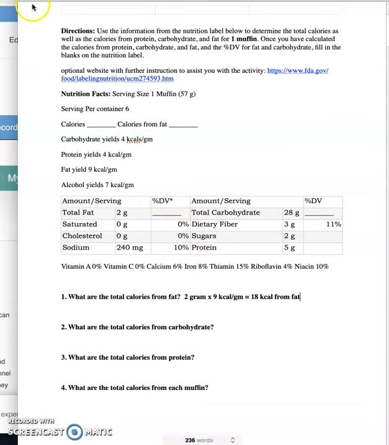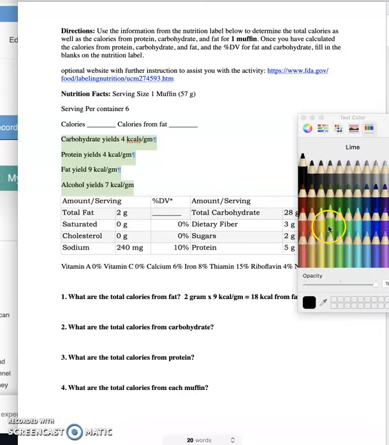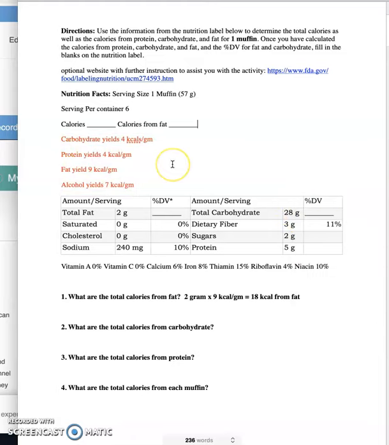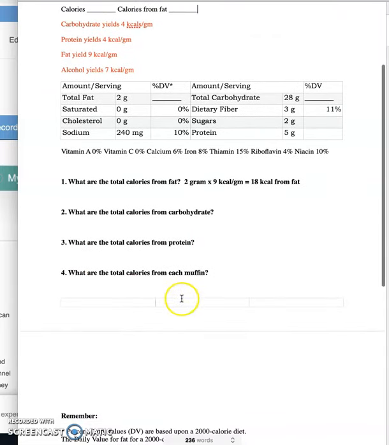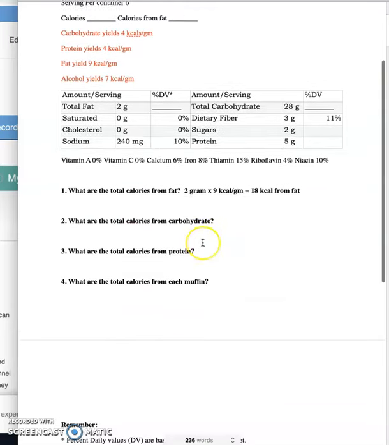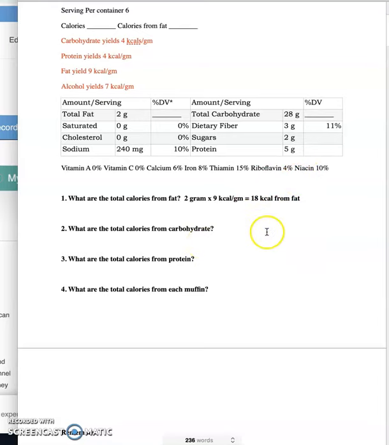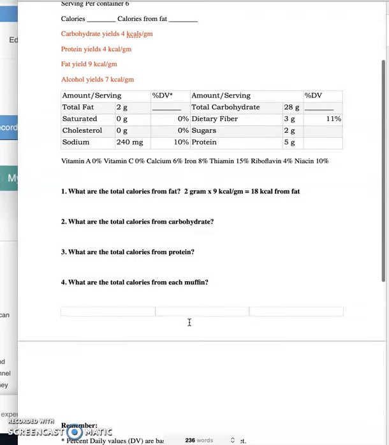Percentage-wise, I will show you how to do that also. Okay, friends. So now that we have figured out how to do those, I'm going to highlight them, or put them in red maybe. So now that we figured out how to complete one, two, and three, doing the multiplication, for number four you're going to add all those numbers up. You have the calories from fat, calories from protein, and calories from carbohydrate. That is going to be the total calories in the muffin, because those are our only calorie-yielding nutrients.